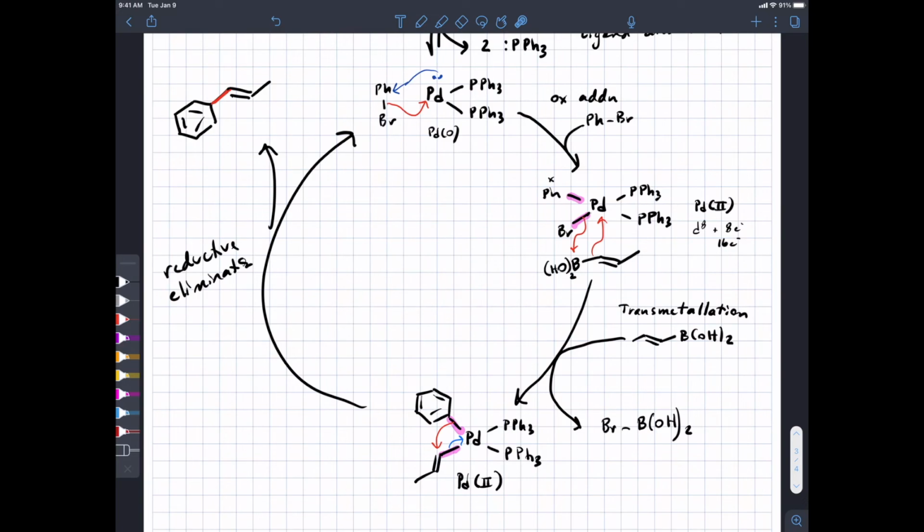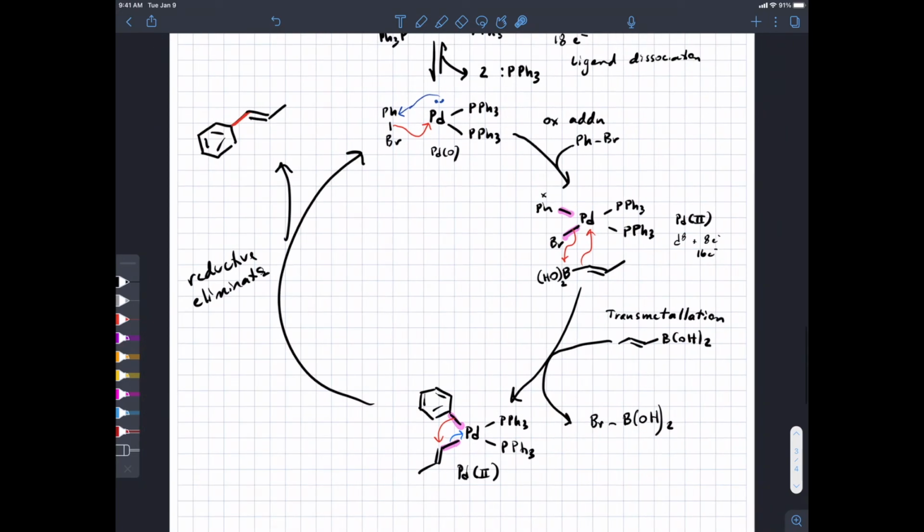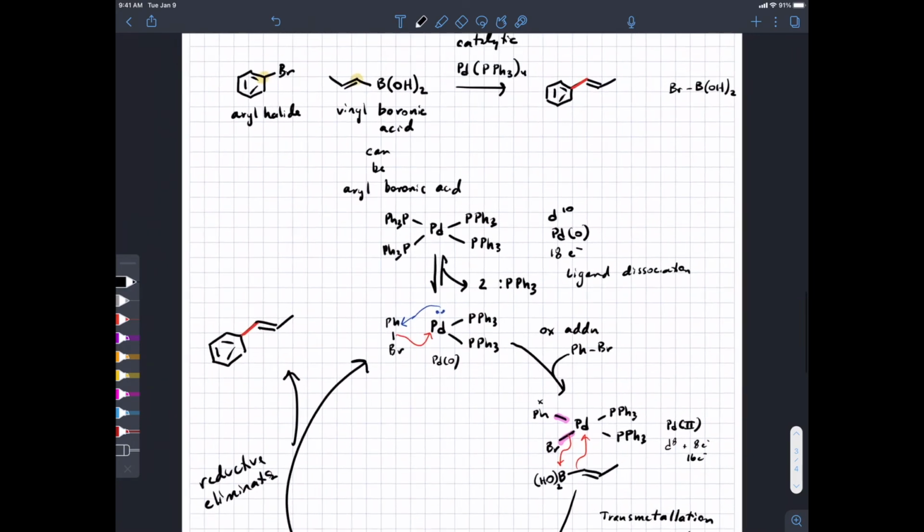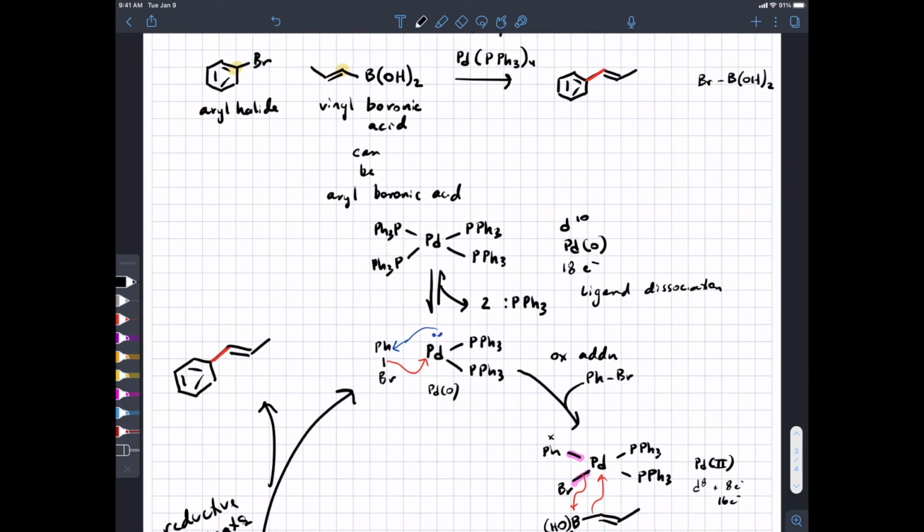So that's the catalytic cycle, which means you don't actually need a full equivalent of palladium to make this work. You only need a catalytic amount, which is fortunate because palladium's expensive. But this thing just cranks until you're out of starting material. Unfortunately, it's somewhat difficult to recover the catalyst after the reaction, and people are working on ways to do that better. But this is a reaction that's greatly enabled pharmaceutical chemistry.